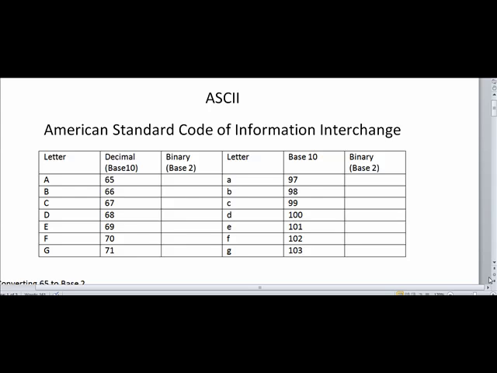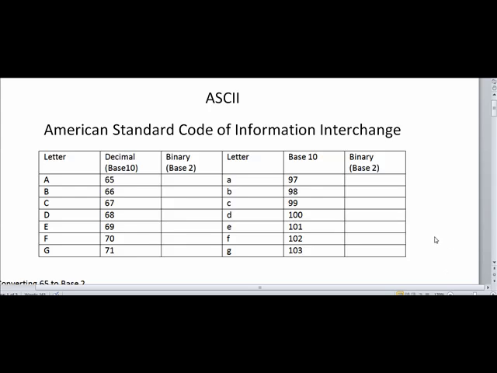In ASCII, American Standard Code for Information Interchange, the capital letters are represented by the numbers 65 through 90, and the lowercase letters start up again at 97. And we're going to look at how these numbers, which are in base 10, can be converted to binary. This is useful because many computers use binary, and the purpose of these numerical codes is for use by computers.